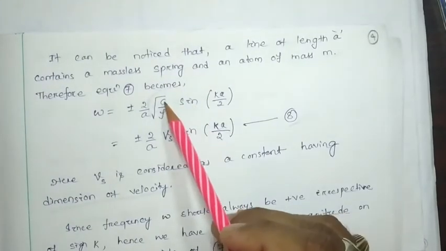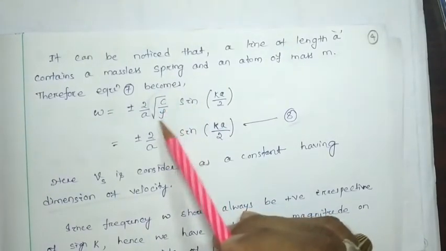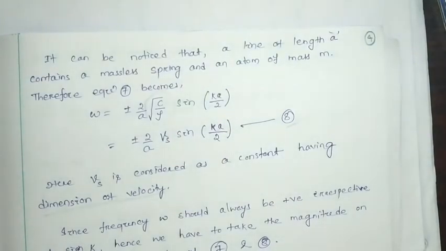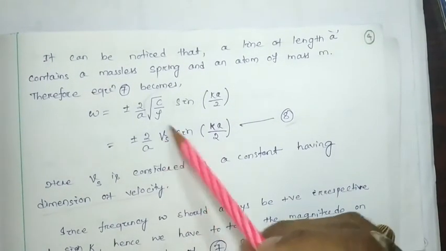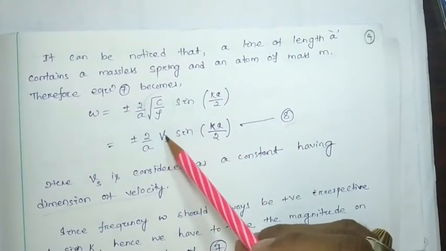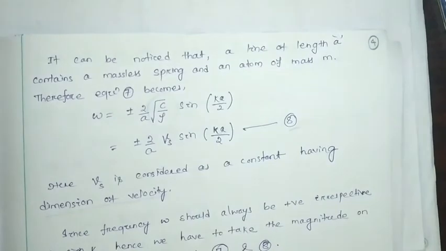You can consider it as stiffness divided by mass per unit length. Obviously, it will come out with the dimension of velocity and will be a constant. If it is a uniform line, then this v_s will be constant.